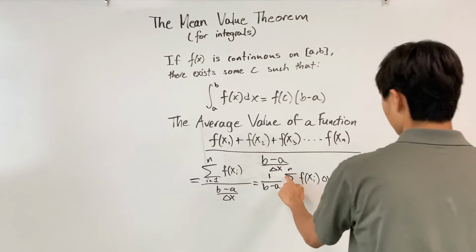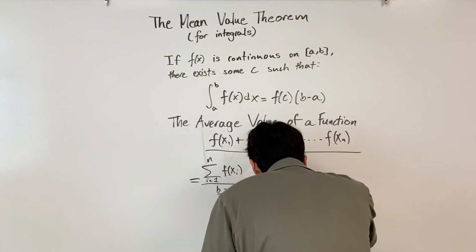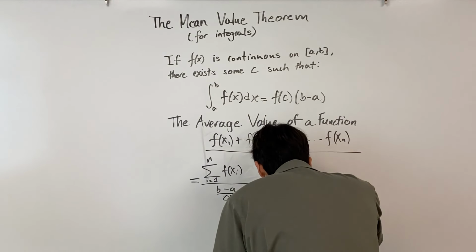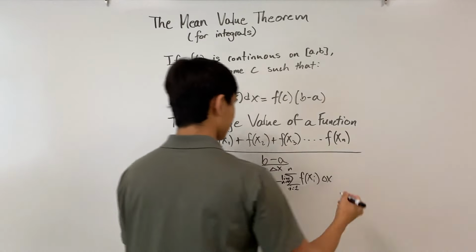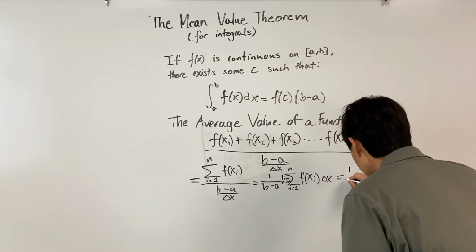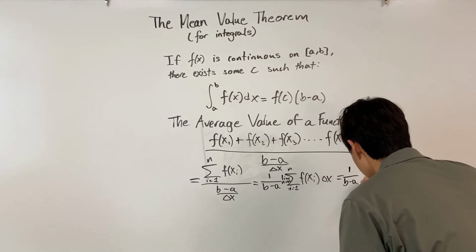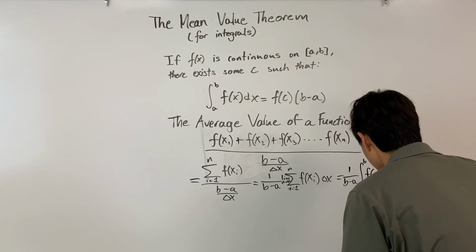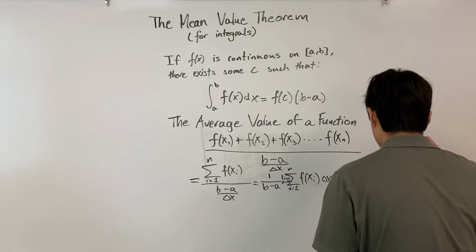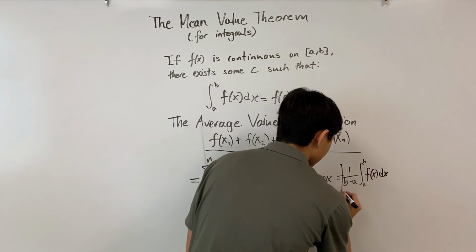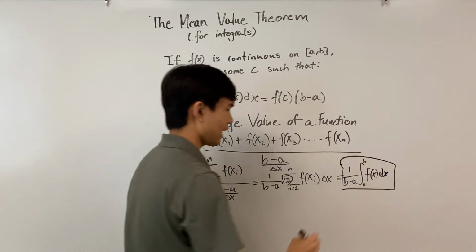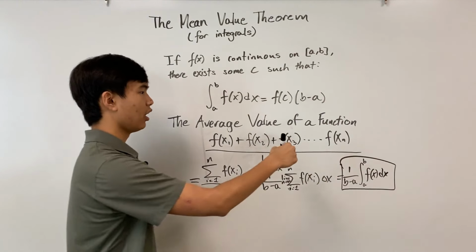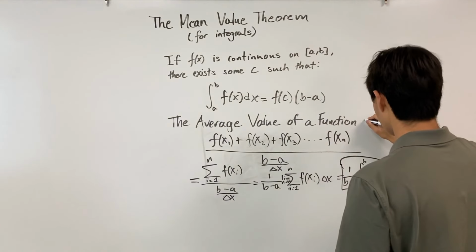So when we take the limit as n goes to infinity, we get 1 over b minus a times the integral from a to b of f of x dx. And this is the average value of a function on the interval a to b.